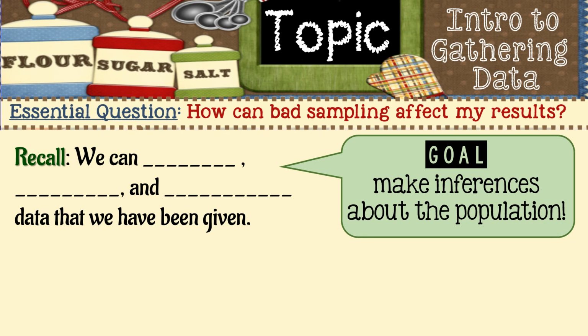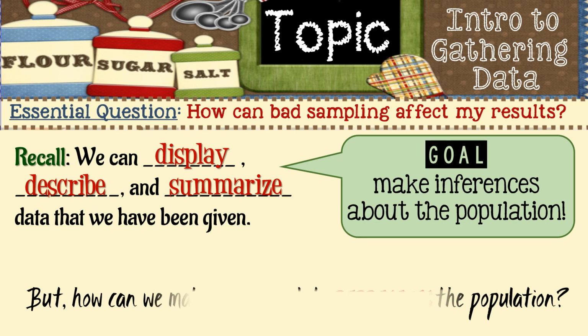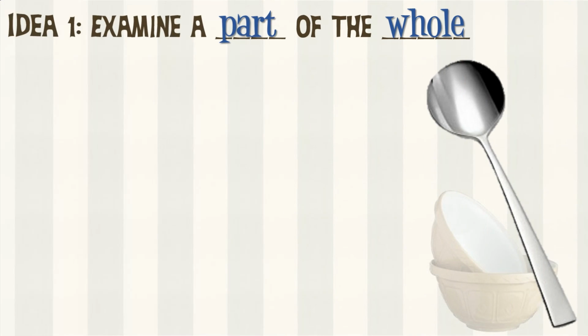So here's the thing. When you are given data, you can display the data, describe it, and summarize it. The big problem is if you got some really bad data, then you're going to have bad results, and they're going to be false, you're going to get sued, or potentially even fired. So the big question we have to ask is, how can we make sure that the data represents the population? How can I be confident that my data is okay to use and to make inferences and predictions? So I've got three big ideas that I think are going to help you.